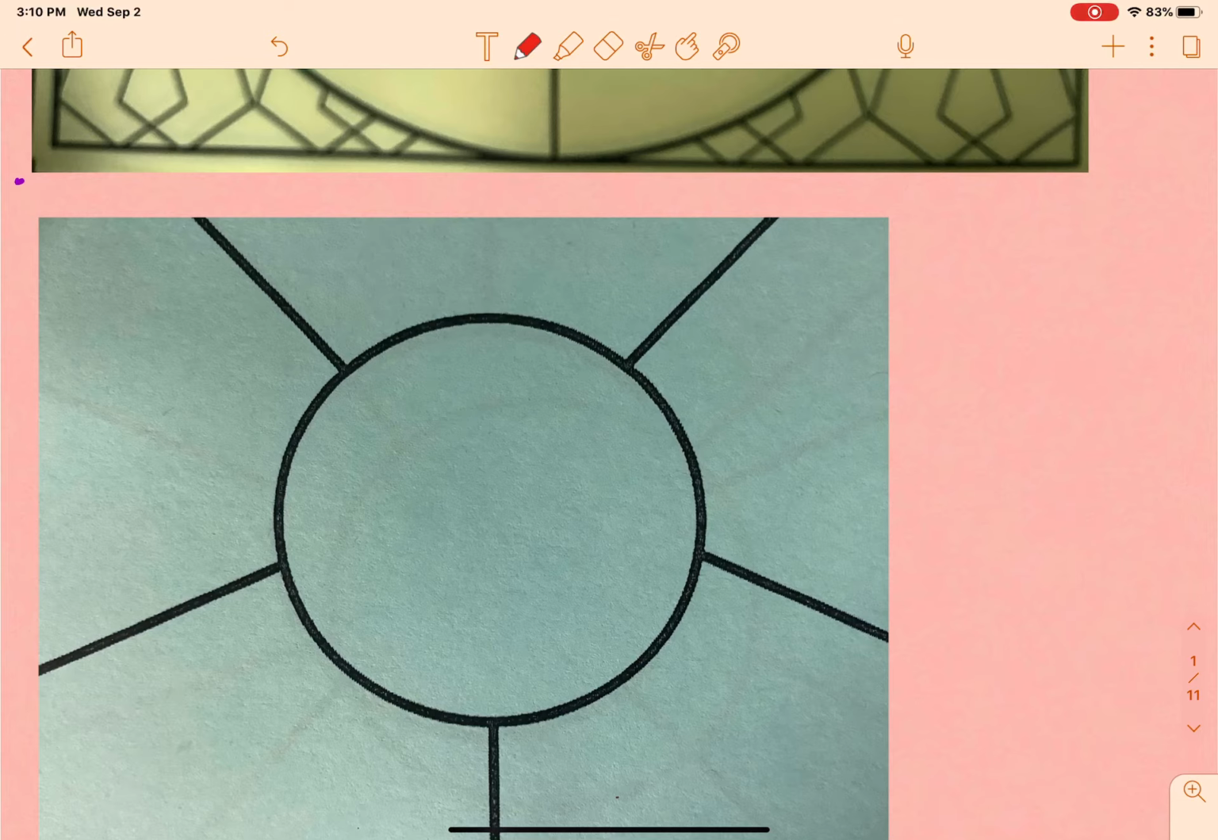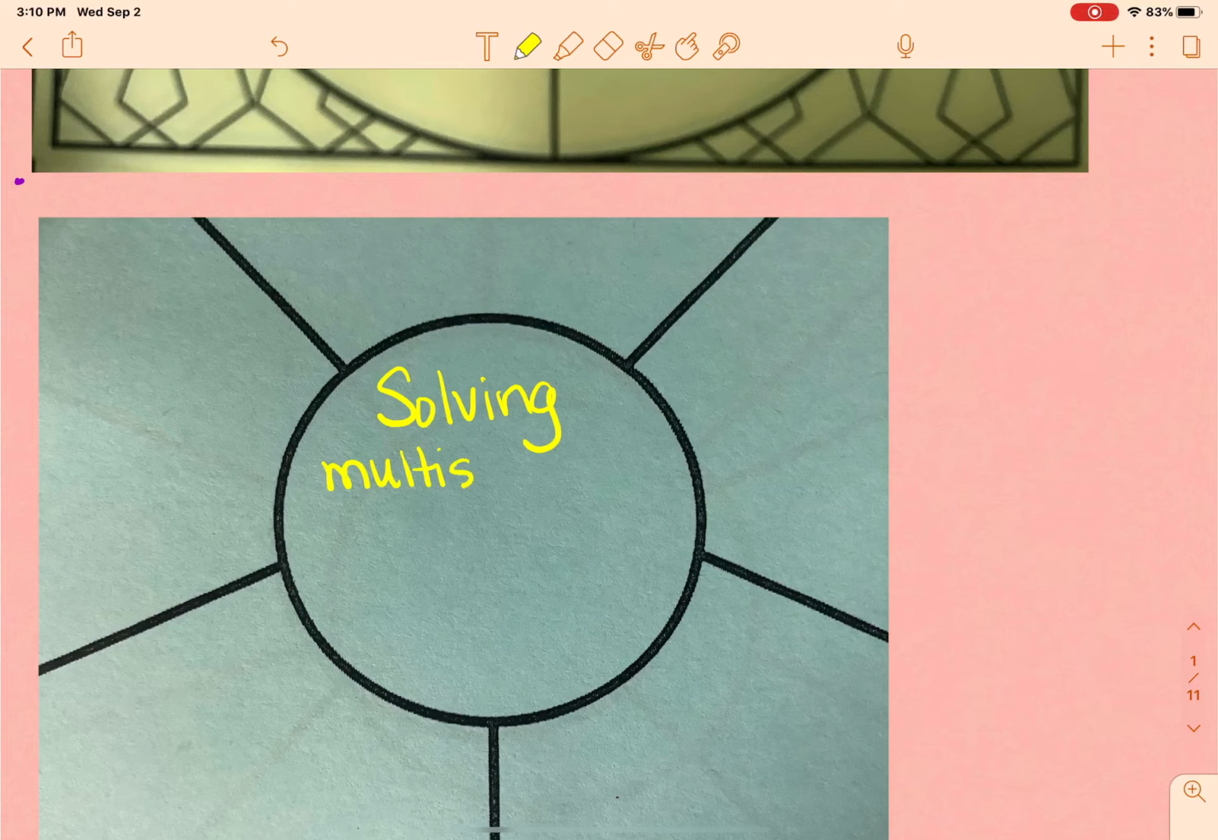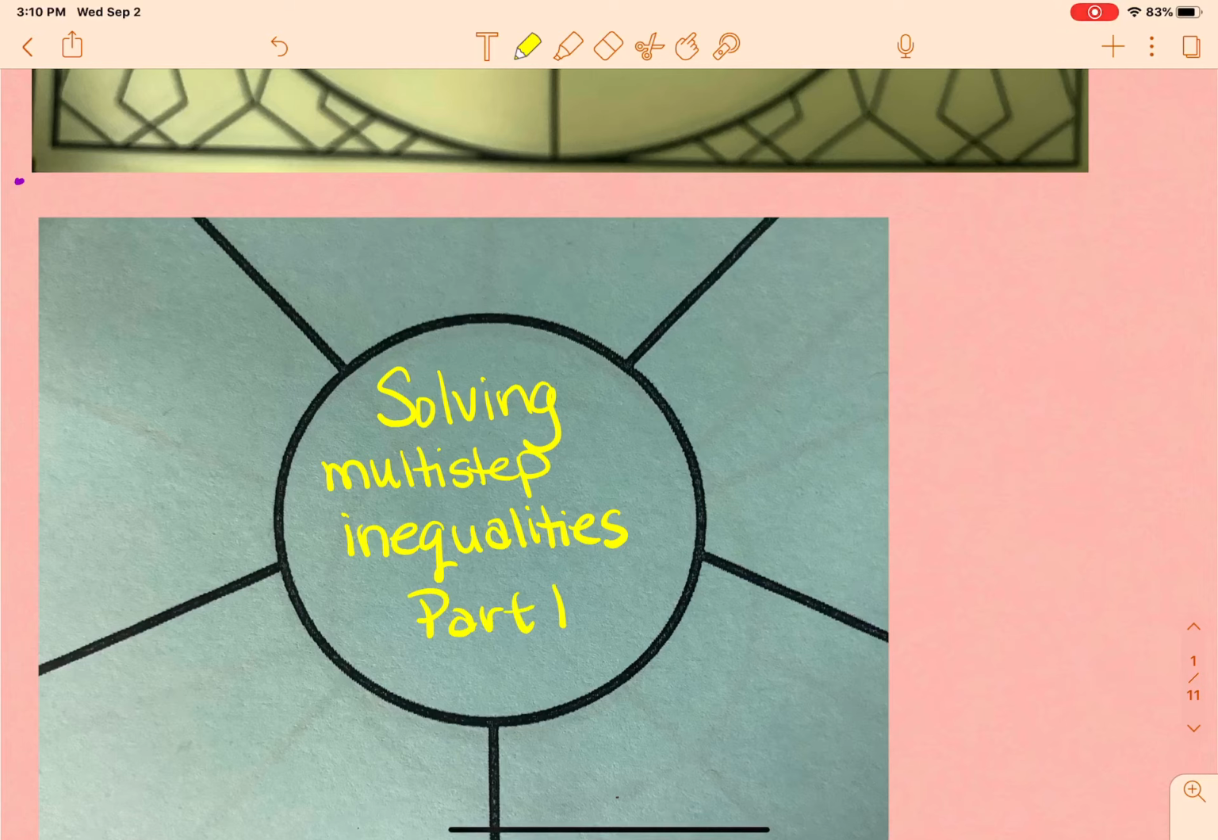So in the center, go ahead and get it labeled. So we're gonna put solving multi-step inequalities. And I'm just gonna call this part one. Now with this foldable, we're only going to use the 5 sections that are on the front. That's it. Okay, now remember, it doesn't matter really where you start on these. Just start with one wherever you're going to start and then work your way around.